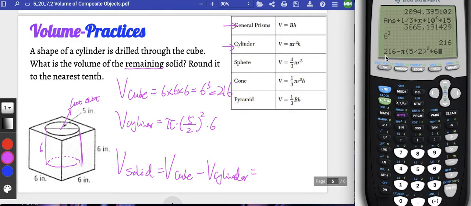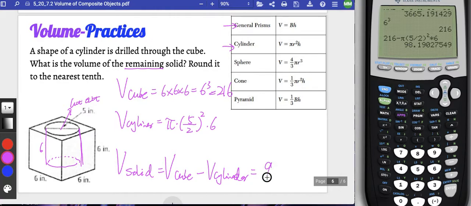Let's double check everything to make sure it is accurate. 216 is the volume of the cube, and the cylinder is pi r squared times h. Enter. So this is our final answer here, and it says rounded to the nearest tenth. I look at the digit after the decimal, which is 1, and the next number is 9, which is greater than 5, so I'm going to round it up. So the answer is 98.2. Again, this is inches, so it's inches cubed.